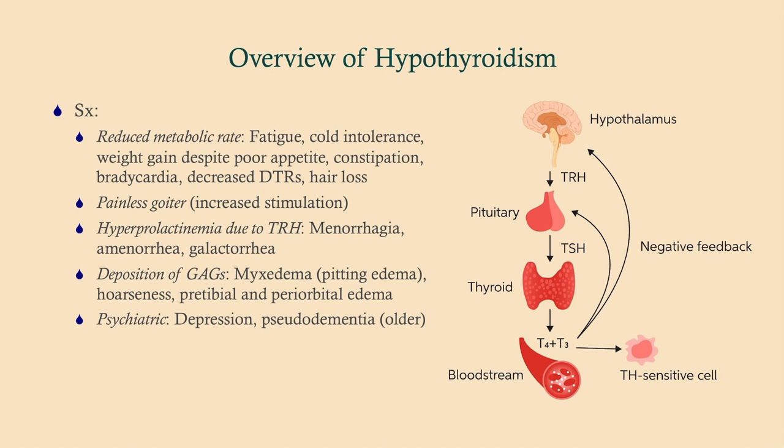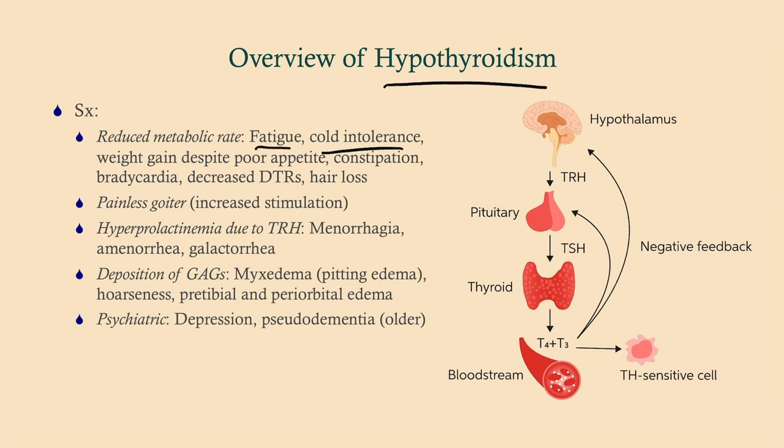Okay, so the symptoms of hypothyroidism, it's useful to know because when we talk about hyperthyroidism, the symptoms are kind of going to be the opposite. So thyroid hormone is responsible for increasing your metabolic rate. So if you have low thyroid hormone, you're going to have a reduced metabolic rate. That just means how active your body is. So if you have a reduced metabolic rate, you're going to have some fatigue. You're going to be intolerant to cold.